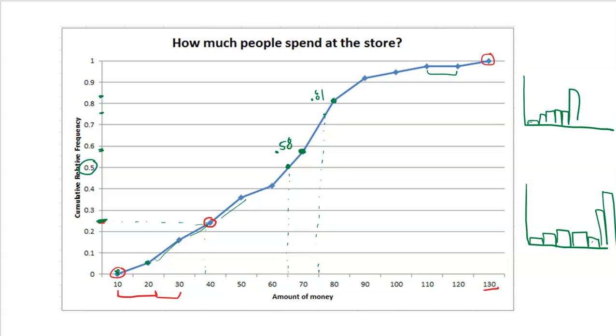And then it makes a big jump again between 60 and 70. Another big jump between 70 and 80. And then it kind of dies down real quick there. And I see less and less chunks or proportions of people in those higher intervals.